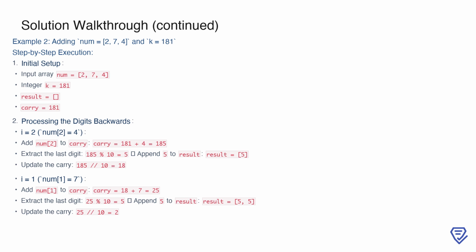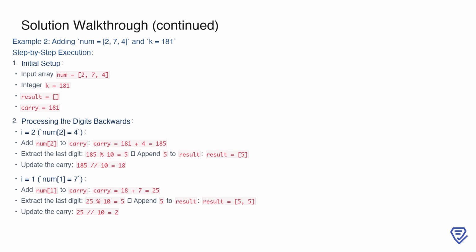In the second example, we are given number equals [2, 7, 4], and k equals 181. The initial setup involves creating an empty result list and setting carry to k, which is 181. Starting from the last digit, at i equals 2, the value of number[2] is 4. Adding this to carry gives 185. We extract the last digit, which is 5, and append it to result, resulting in result equals [5]. Updating the carry by performing integer division of 185 by 10 gives carry equals 18.